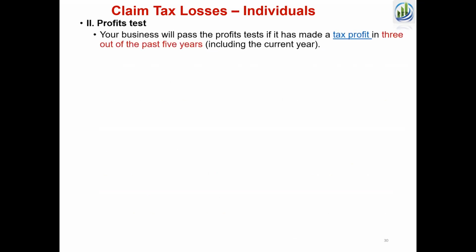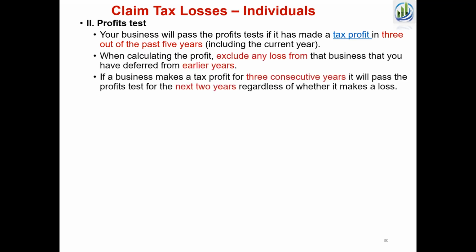When we come to the profitable test, you want the tax profit 3 years out of the past 5 years. Your bookkeeping business or whatever business you make a loss this year, within the past 5 years, at least 3 years you should have profit. You don't confuse with this. This line is saying that if you have 3 consecutive years, you pass the next 2 years.